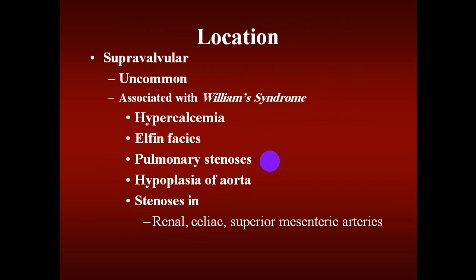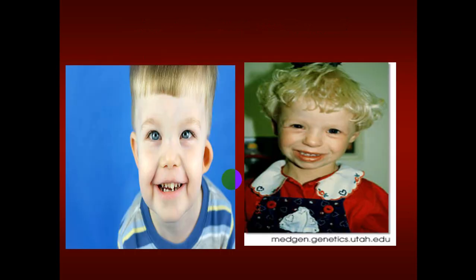associated with Williams syndrome. This syndrome consists of hypercalcemia, elfin face, pulmonary stenosis, hypoplasia of the aorta, and stenosis in other arterial branches like the renal arteries, celiac, and superior mesenteric arteries. These are pictures of Williams syndrome: the depressed nose, low set ears, and the elfin face.